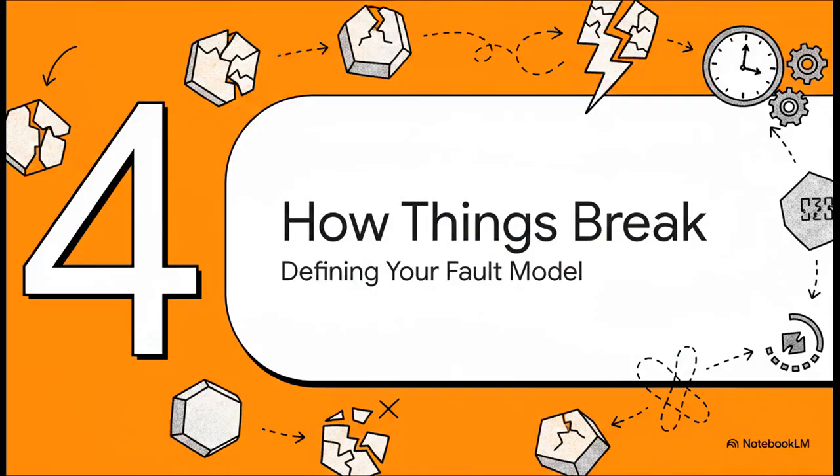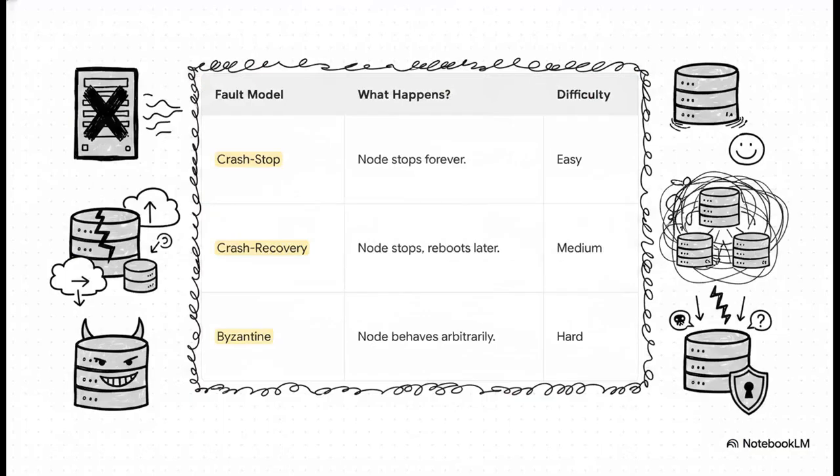Our algorithms have to be tough enough to survive those asynchronous storms and get back to working correctly once things calm down. All right, so we've modeled our world, we've modeled time. Now we have to get really specific about how we expect things to break. We need to define our fault model. Okay, this table right here. This is fundamental. You gotta know these. Let's walk through the different flavors of failure.